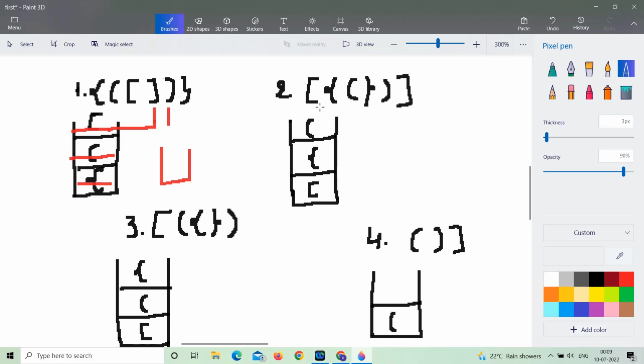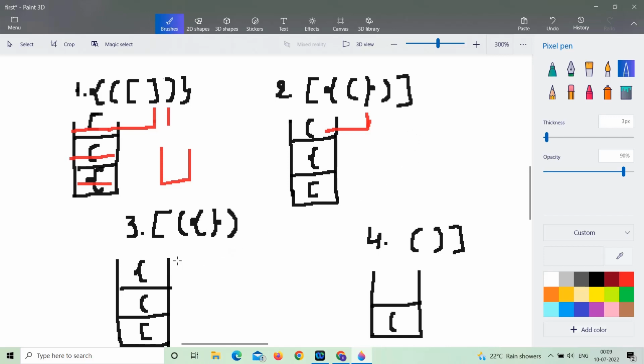Here, the first three characters are opening brackets, so I push all of them into the stack. Moving to the fourth character, it's a closing brace. But my top of the stack is an opening parenthesis. Actually, this is not a pair, right? So, right at this point it is not valid. I can simply return no because the brackets are not balanced.